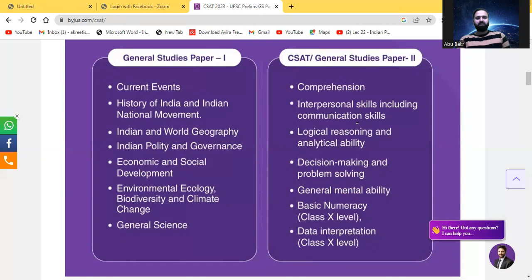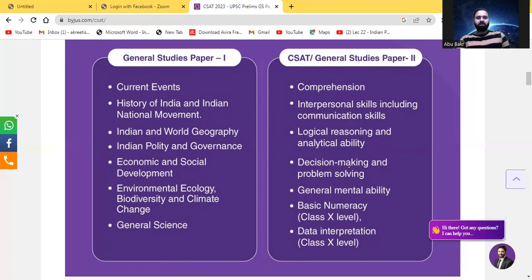Then coming to the second part, it consists of interpersonal skills, including communication skills. So verbal communication, non-verbal communication, and the various things related to communication skills are also asked in the civil services exam CSAT paper. Then your logical reasoning and analytical ability is checked. It is purely how your brain works. Certain problems are given to you, and you have to work on those problems. So these questions are also asked from logical reasoning and analytical ability.